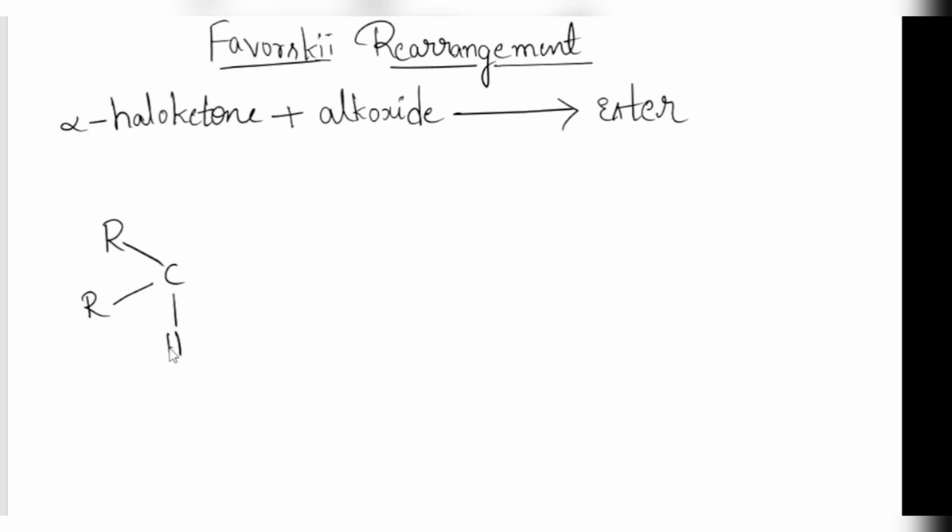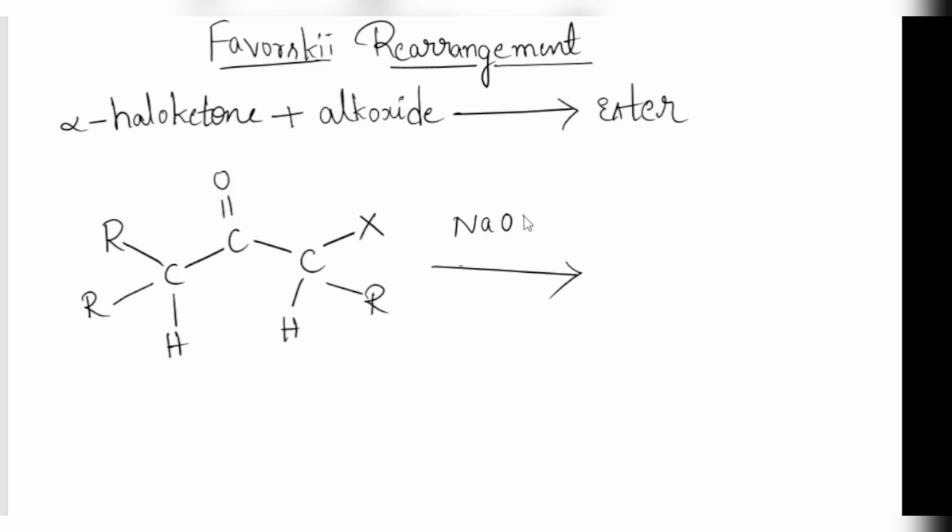Now, suppose here I will be considering only one alpha hydrogen, and here the carbonyl group is there, and here I have carbon, and here halogen. Suppose I will take X, and R and H is there. In this case, we have two alpha hydrogens to the carbonyl group, that is this hydrogen as well as this hydrogen. Now, to this we will add a base, that is sodium methoxide I will take.